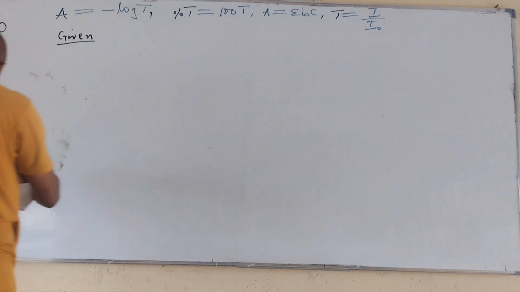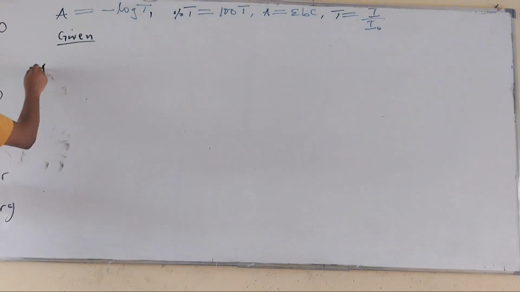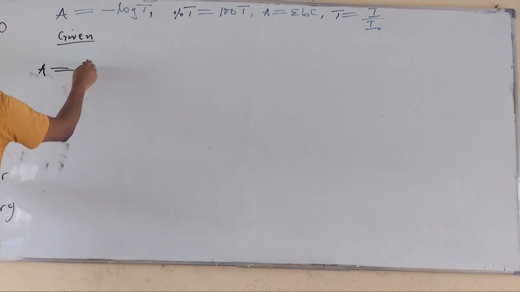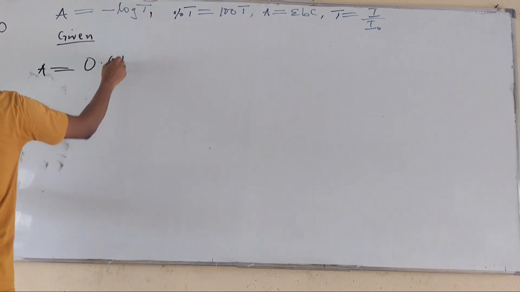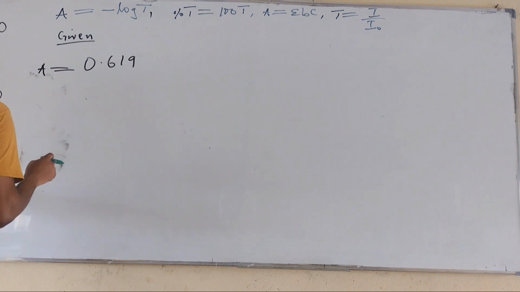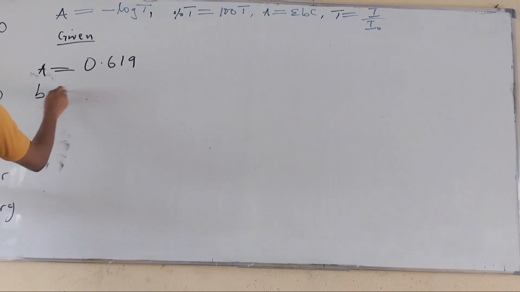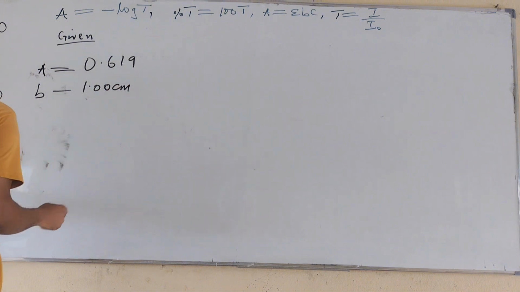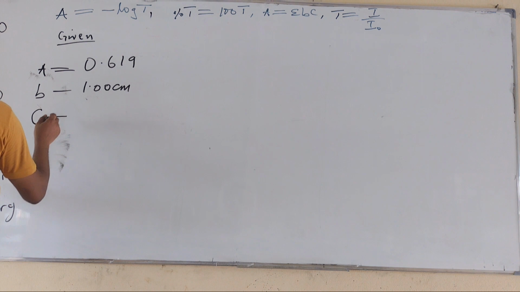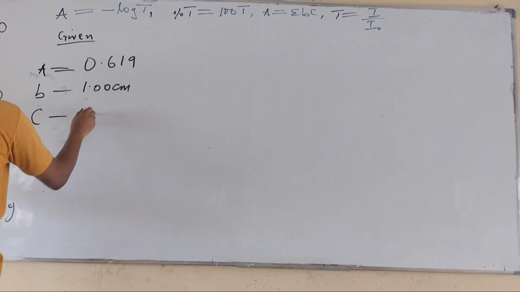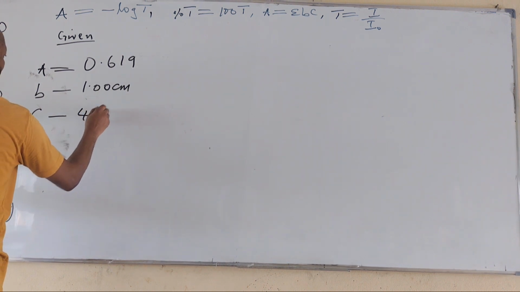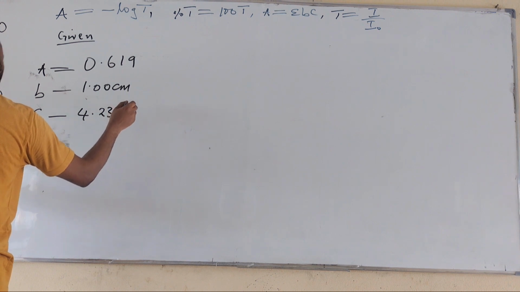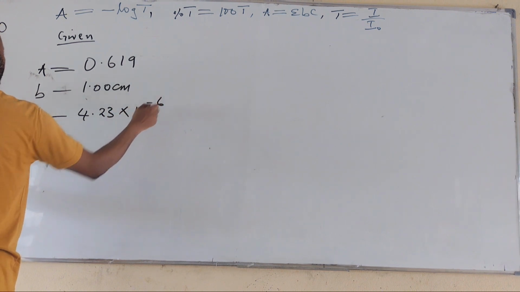Okay. The absorbance is 0.619. The path length is 1.00 cm. And the concentration is 4.23 times 10 raised to the power minus 6.